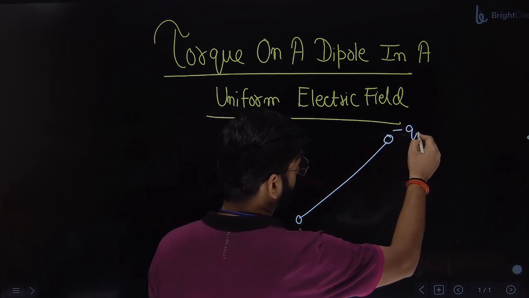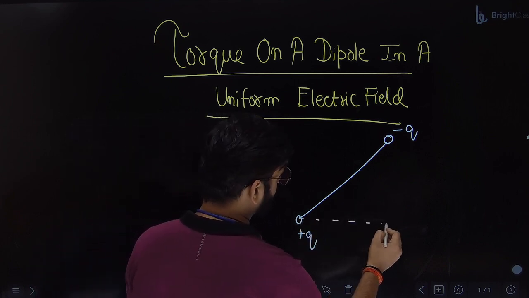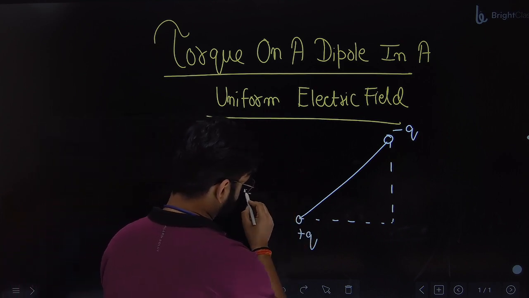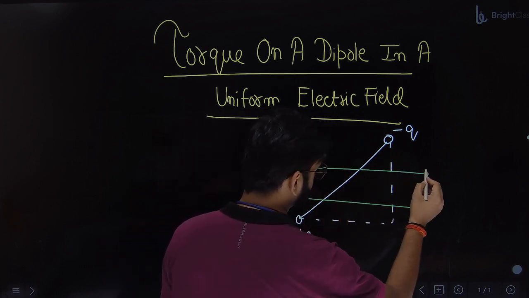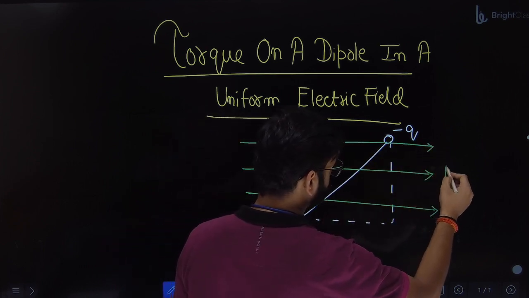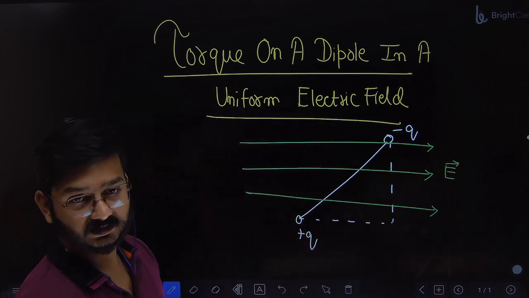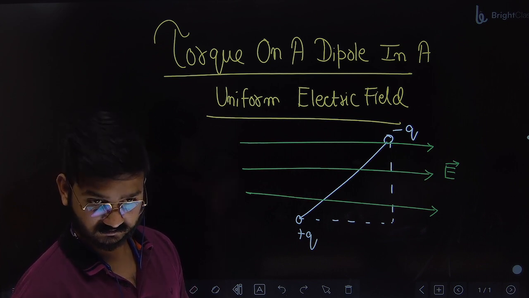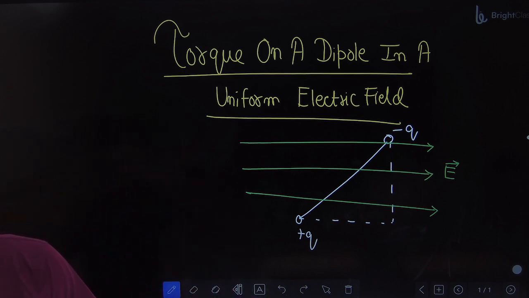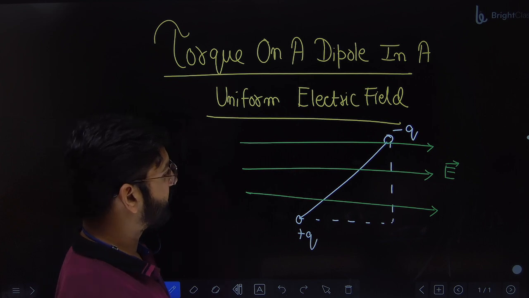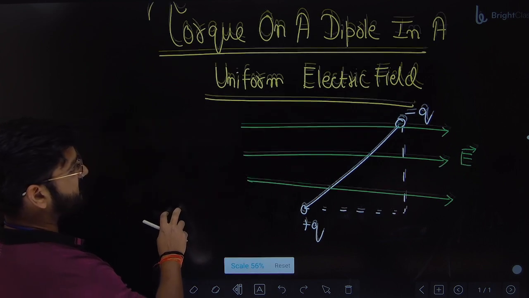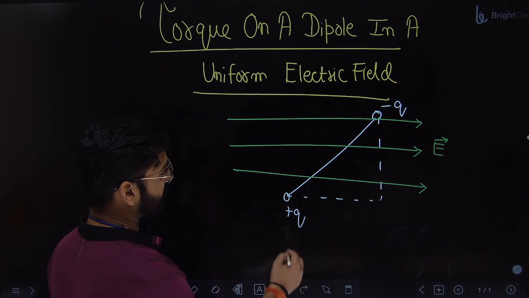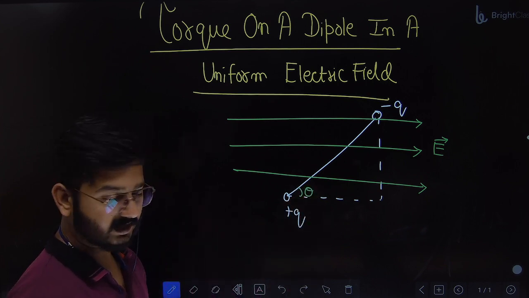Plus Q, minus Q. All of you draw the figure. It is present in a uniform electric field. Uniform means the strength is same at all the points and the direction is not changing. That is the meaning of uniform. So uniform electric field lines means the direction and the magnitude is not changing with time and position. So this dipole is inclined with respect to electric field lines and it is forming an angle theta.